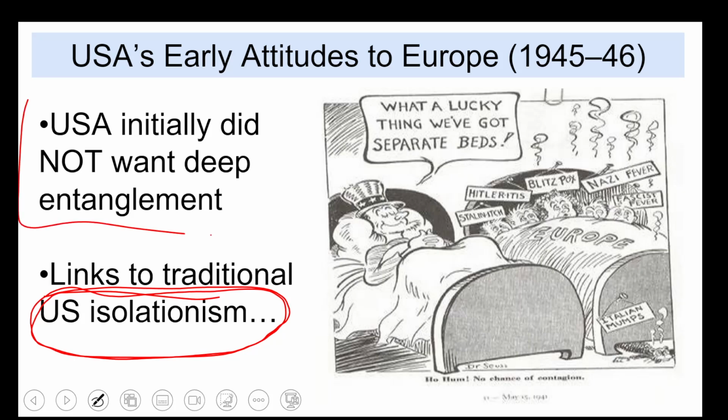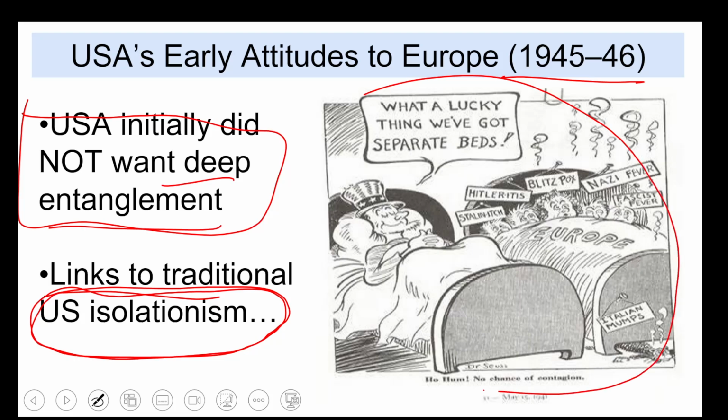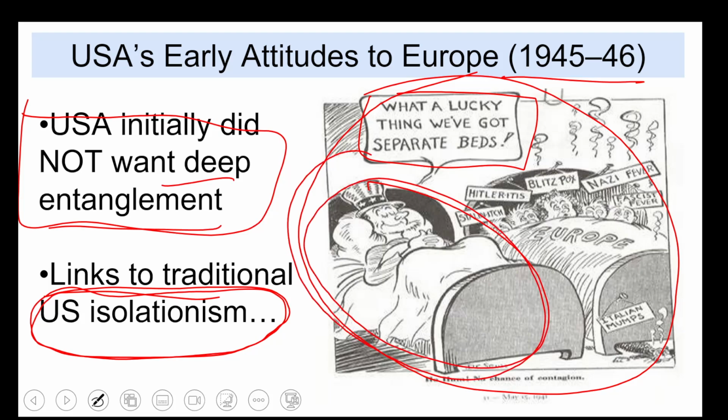But it is worth establishing that the US didn't want deep entanglement to start with. They shift towards this between 46 to 47. Please don't do 67, as we'll see throughout this video. And I think this cartoon illustrates it just perfectly. This cartoon shares what a lucky thing we've got separate beds. And you can see here, of course, this man representing the United States of America having his own bed and not being caught with the contagion in Europe with Stalin-itch, Hitleritis, Blitzpock, Nazi fever, and fascist fever. Italian mumps you've got here as well.